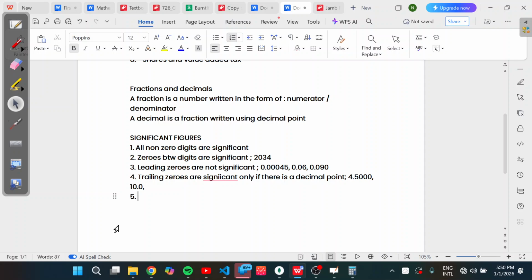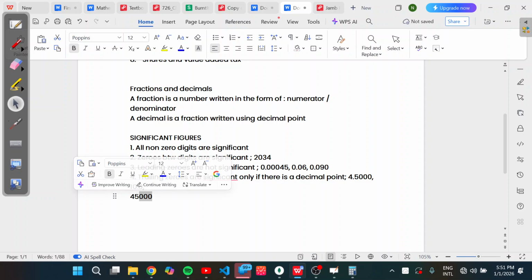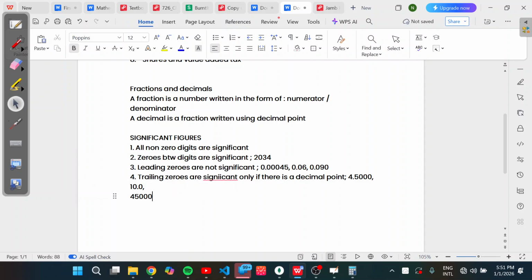Now, what about if there is no decimal point? If it's something like 45000, which numbers would be considered significant? Only the 4 and 5. These other three zeros are not going to be considered significant because they do not have a decimal point. And if you go back to our first rule, it says all non-zero digits are significant. That means the zero digits, they are not significant. So I hope this one is clear.